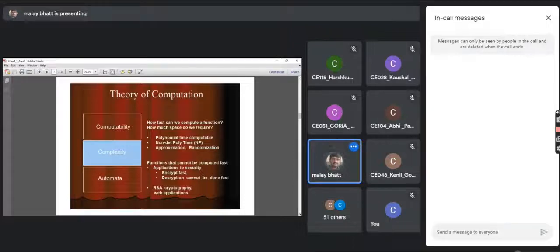The reason is, if someone can do decryption very fast, then anyone can get back the original password. That's why we are going for 64-bit, even 128-bit encryption and decryption algorithms, so that we can have better security. An example of that is RSA cryptography. And in web applications, we require this kind of thing, that passwords should not be decrypted fast.